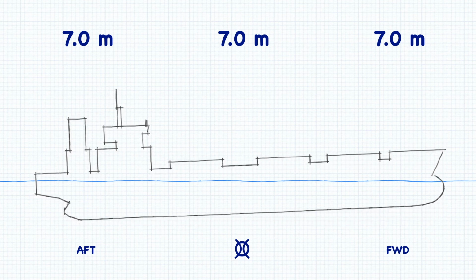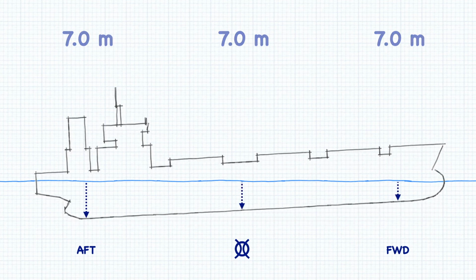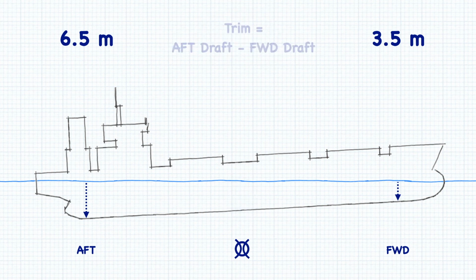When the ship is not on an even keel, and drafts forward and aft are different, the ship is said to be trimmed. This vessel is trimmed by the stern, because the after draft is deeper than the forward draft. The amount of trim is considered to be the difference between the forward and aft draft, which in this case is 3 meters by the stern.